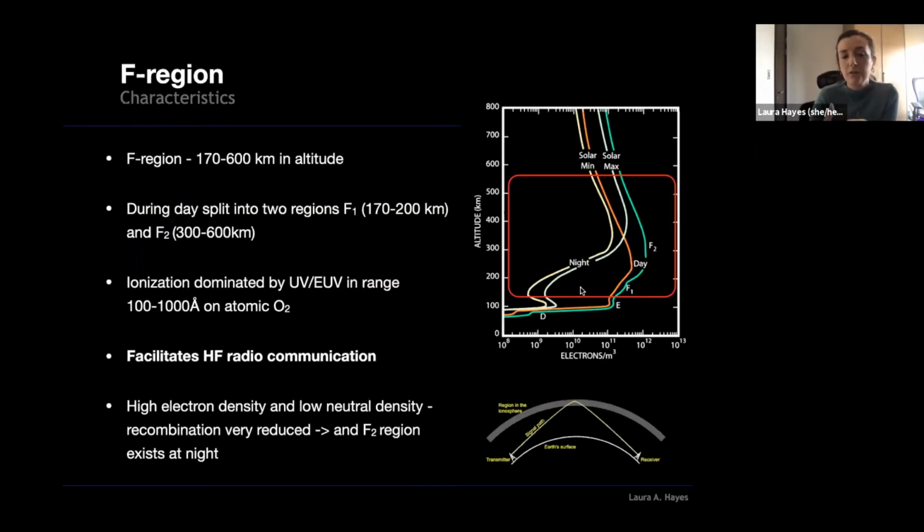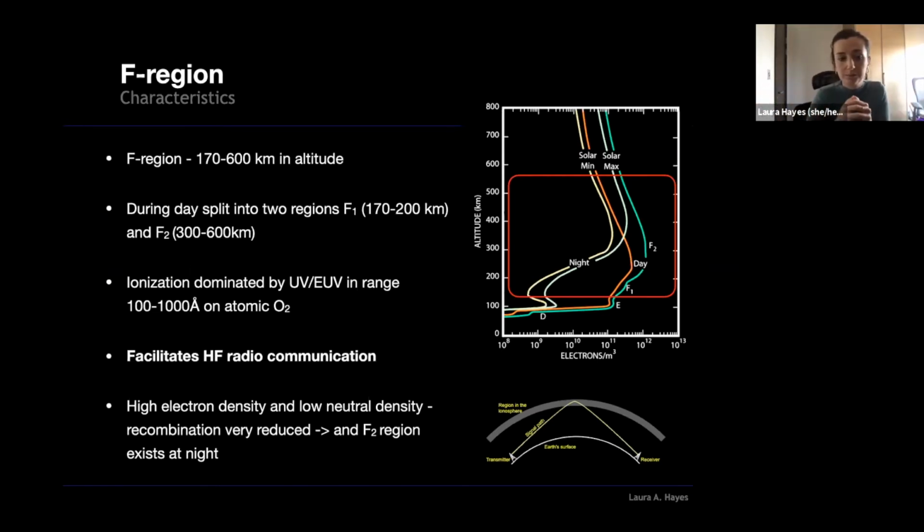To begin, the F region, which is the uppermost region of the Earth's ionosphere, extends in altitude from approximately 170 kilometers up to around 600 kilometers. Above this is called the topside ionosphere, and this is where the Earth's magnetic field really dominates. As I mentioned, during the day it's split into two regions, so we have two little bumps again: the F1 region, which is 170 to 200 kilometers in altitude, and the F2 region, which is 300 to 600 kilometers.